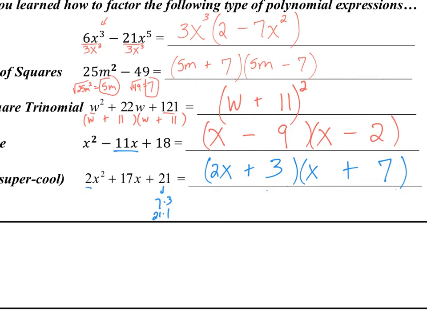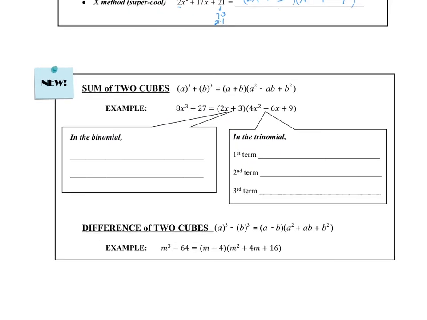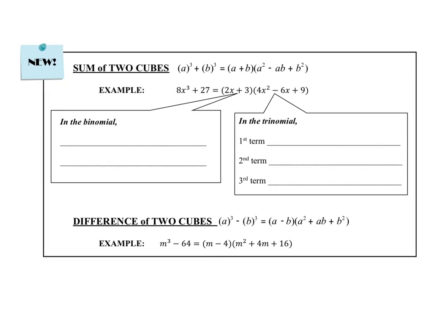And so those are the ones that we already covered. The new method is called sum and difference of cubes. Whenever we have a perfect cube plus a perfect cube, like 8x cubed plus 27, those are both perfect cubes. And the reason why is 27 is equal to 3 times 3 times 3, that's why it's a perfect cube.